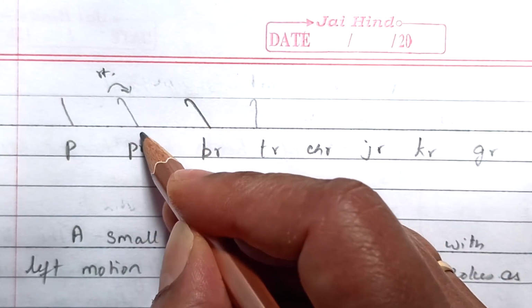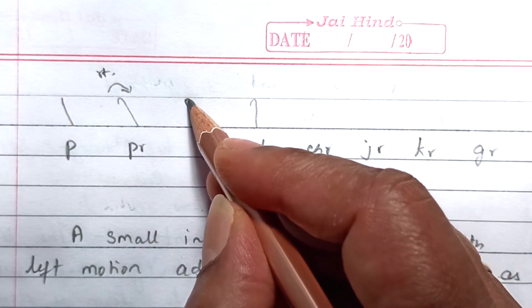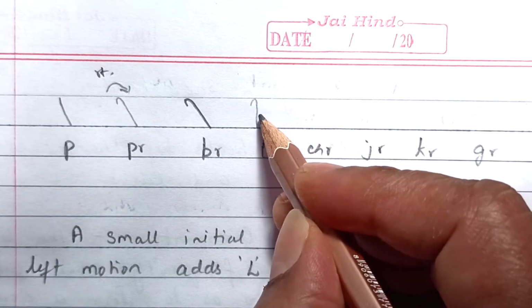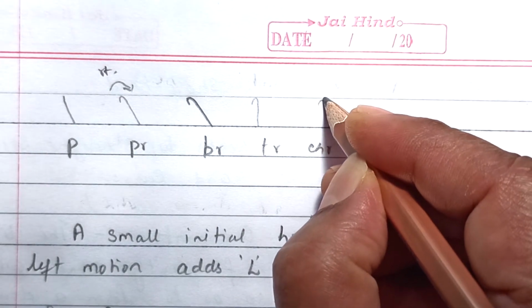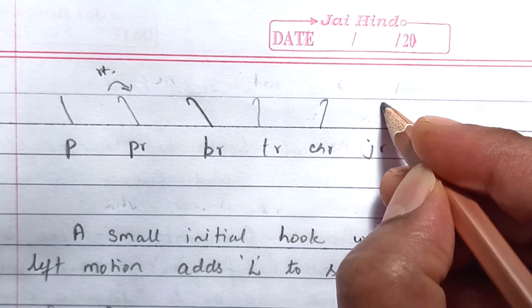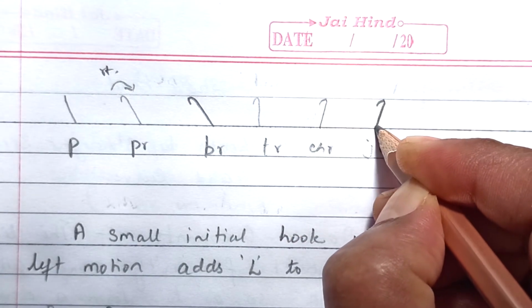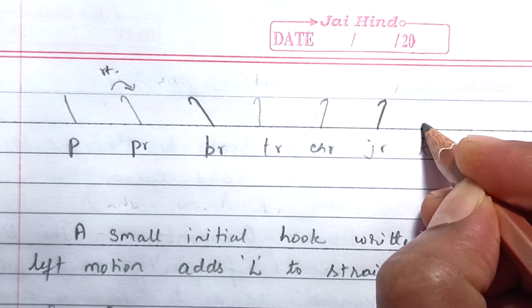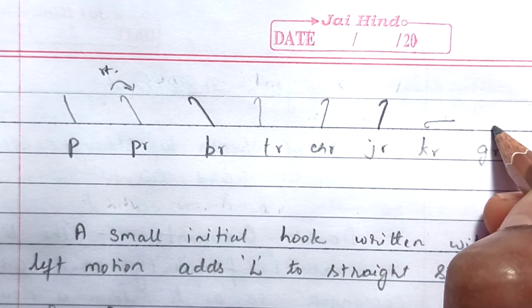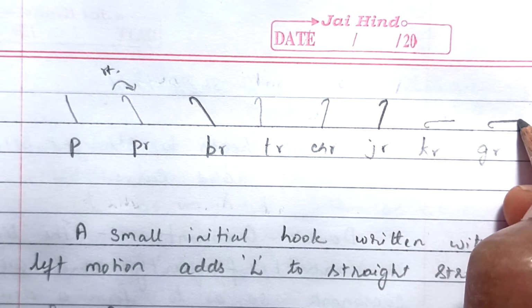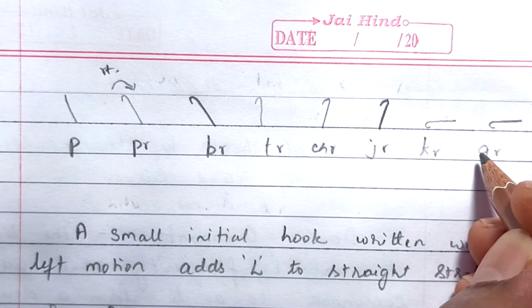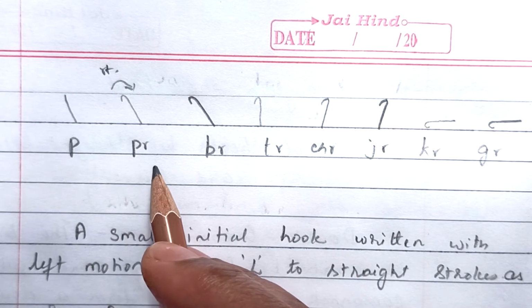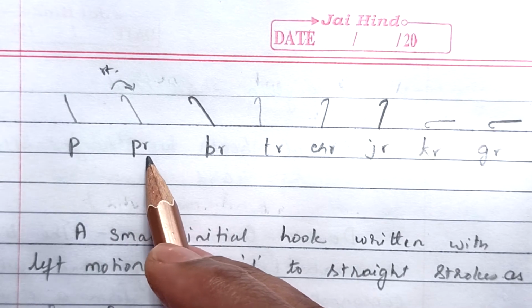So P and R, per, and B R, bar, T R, tor, and J R, char, J R, jar, K R, kar, and the hook joined to G, G and R. This is how we can write the initial hook to represent the consonant R.